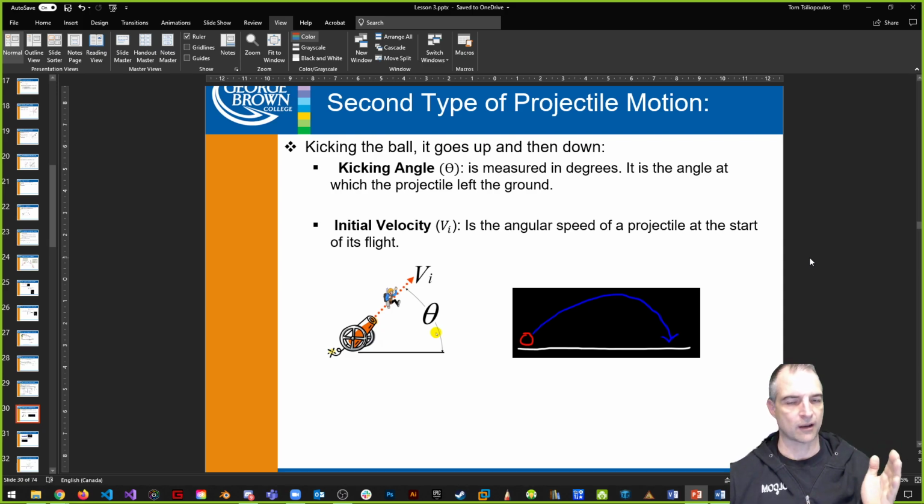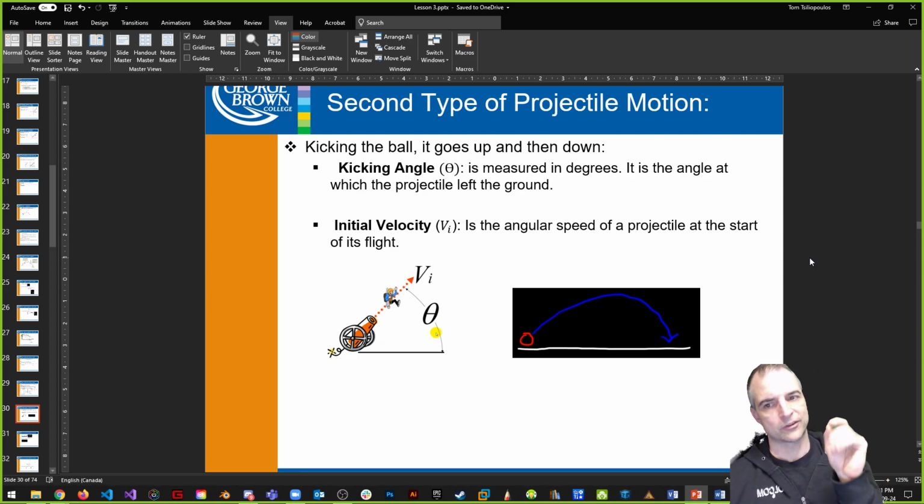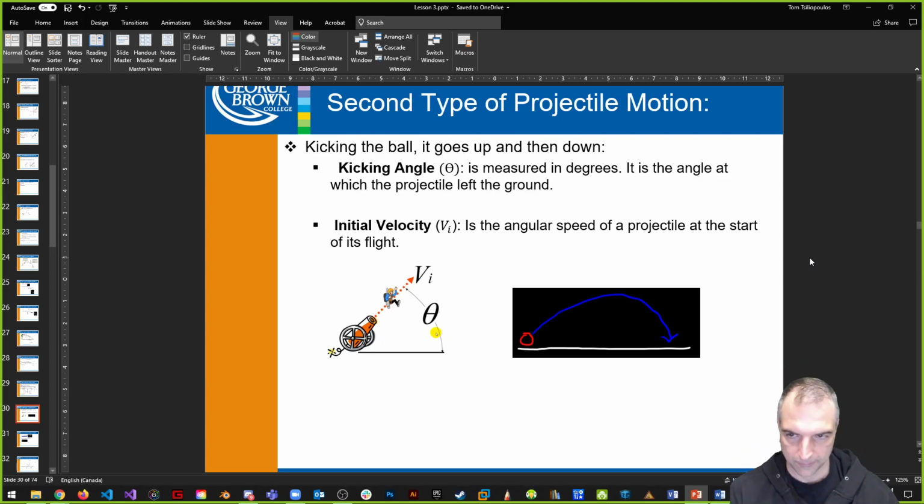I have a kicking angle theta, whatever that angle is going to be. It's measured in degrees. It is the angle at which the projectile left the ground, or the angle of incidence, if you will. And then we have an initial velocity Vi. It's the speed of a projectile at the start of its flight. This is both on the x and y axis. It's a vector Vi, all right?